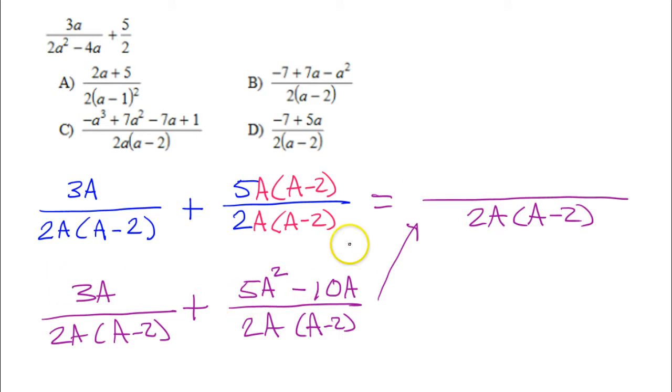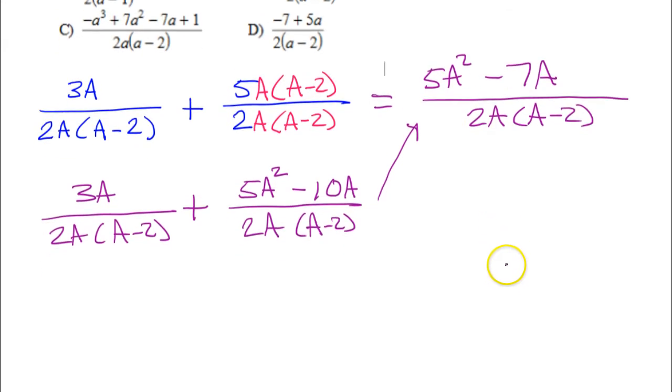There are no like terms for the 5a squared, so I'll just bring that down. But I have 3a and a negative 10a. Those are like terms. That's going to make negative 7a. Okay, so that's what I have so far.